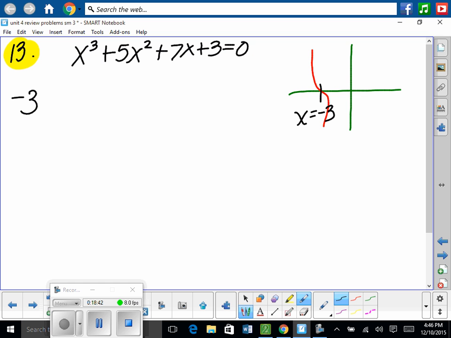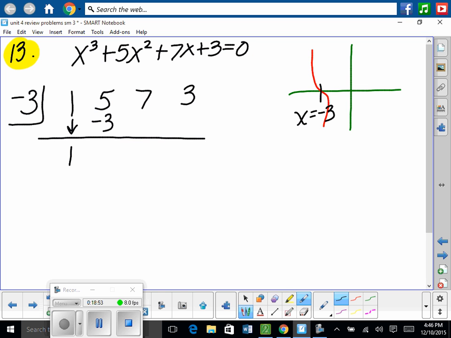I use synthetic division again, setting up my coefficients, a 1, a 5, a 7, and a 3. And then I draw my line, drop it down. 1 times -3 is -3. Add straight down is 2. -6, add straight down is 1. -3, add straight down is 0. Remember, your remainder better be 0, otherwise that wasn't a root, or you've done synthetic division wrong. And it was a root.